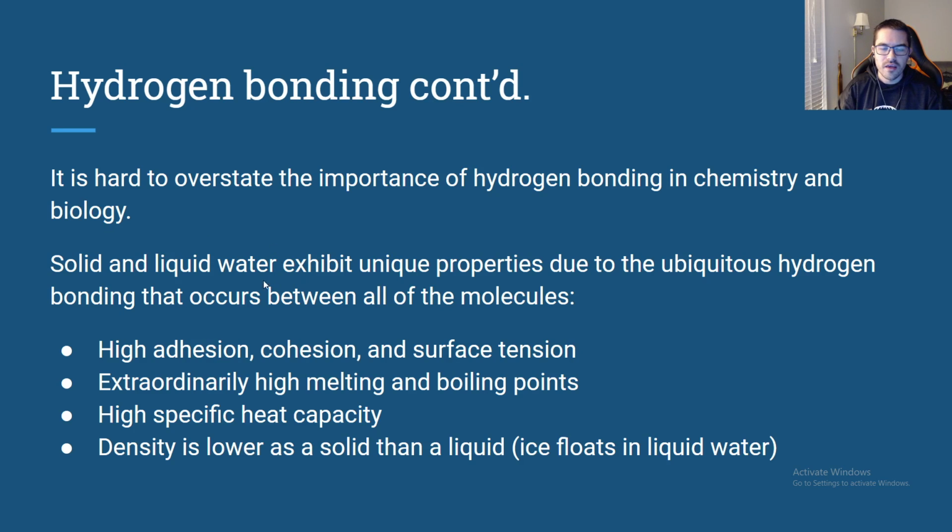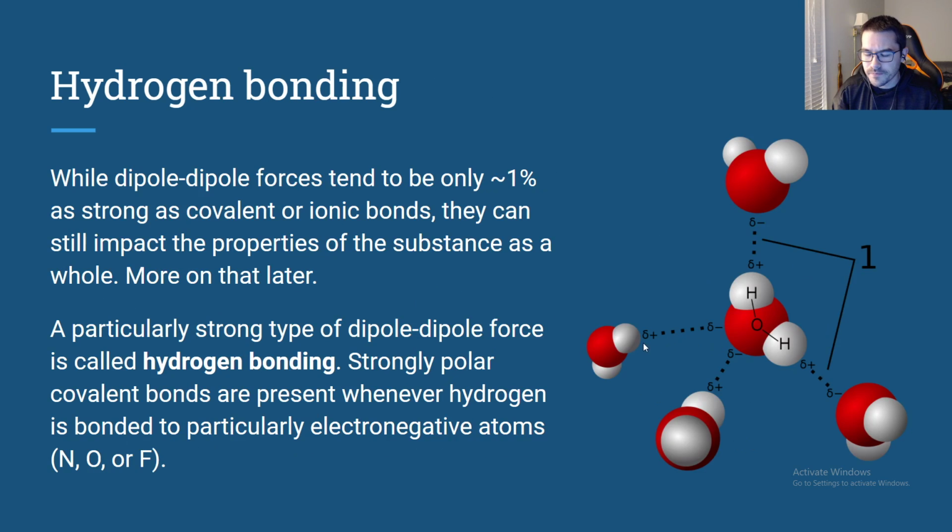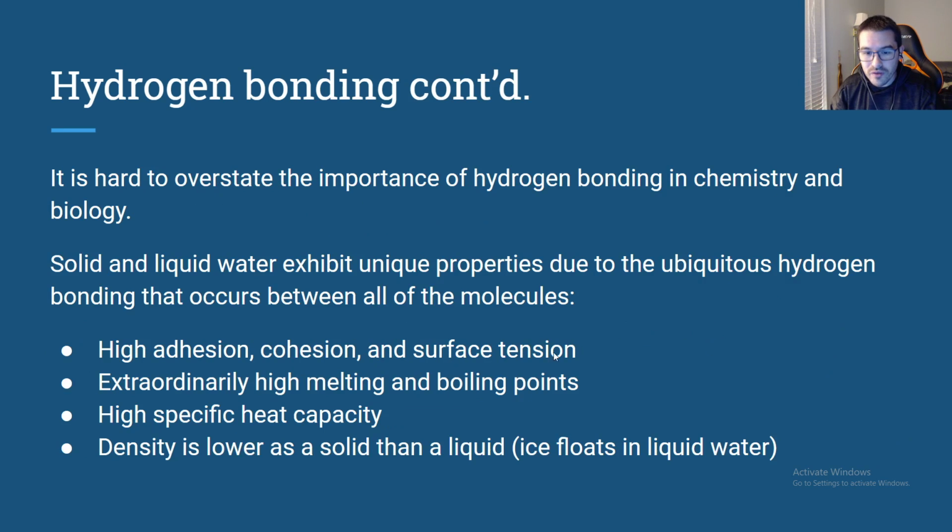Solid and liquid water exhibit really unique properties due to the ubiquitous hydrogen bonding that occurs between all of the molecules. As we look at this picture here, hydrogen bonding is all over the place. In fact, that's the only real type of intermolecular force going on between water molecules. And hydrogen bonding is particularly strong in terms of all of the different types of intermolecular forces. So the really strong intermolecular forces that water contains result in some very unique properties, as opposed to other liquids and other covalent solids that exist.